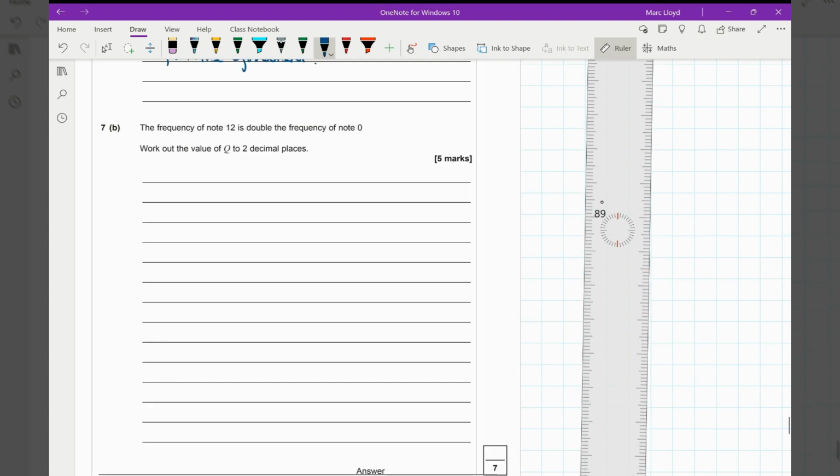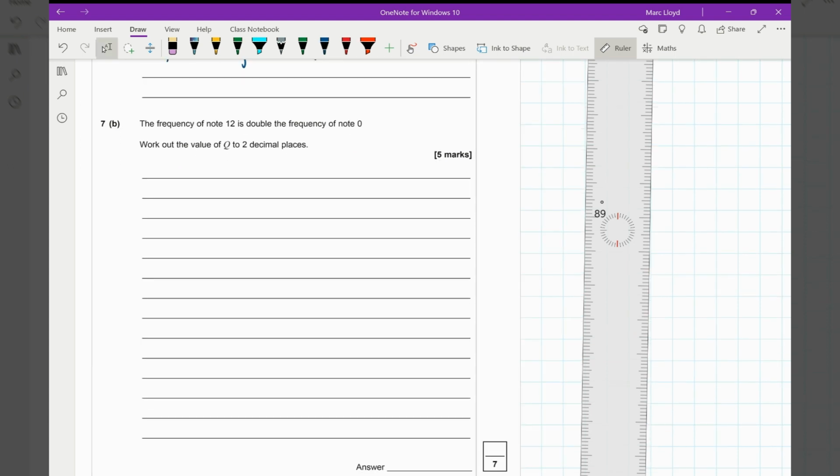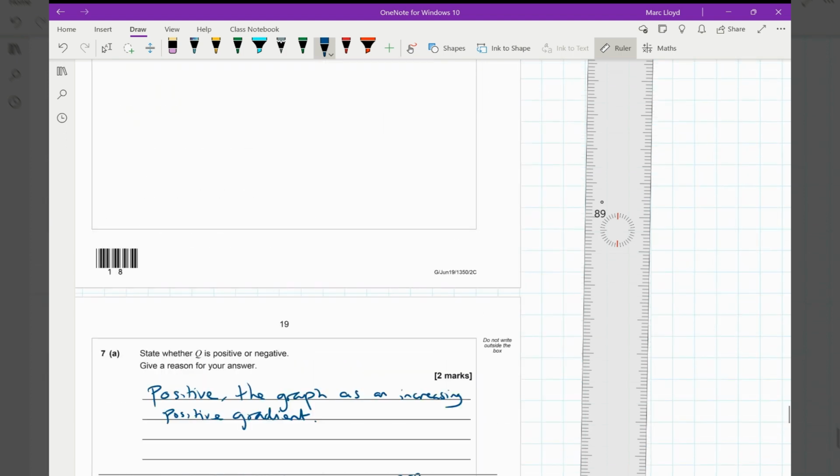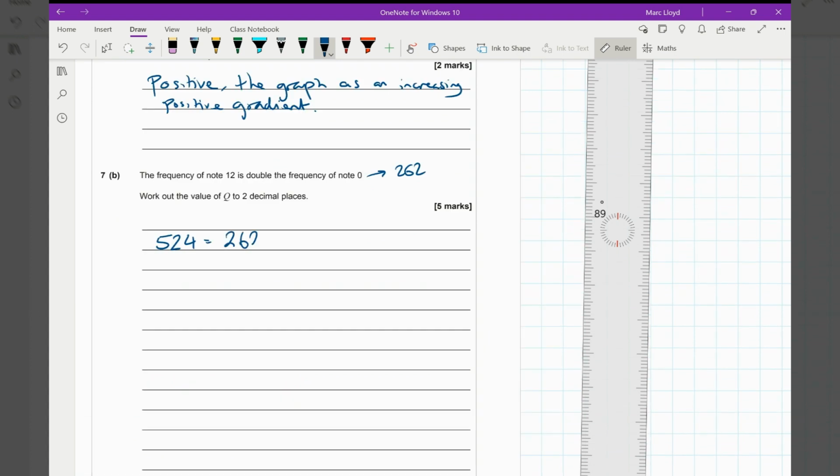Okay, part B, the frequency of note 12 is double the frequency of note 0. So note 0, we know, was 262, which means that if I double it, 262 times 2, 524 is going to equal, back to my formula, 262 e to the 12q. Okay, we can start to solve this now. It wants us to work out what q is. So we divide throughout by 262, which gives us, funnily enough, 2.